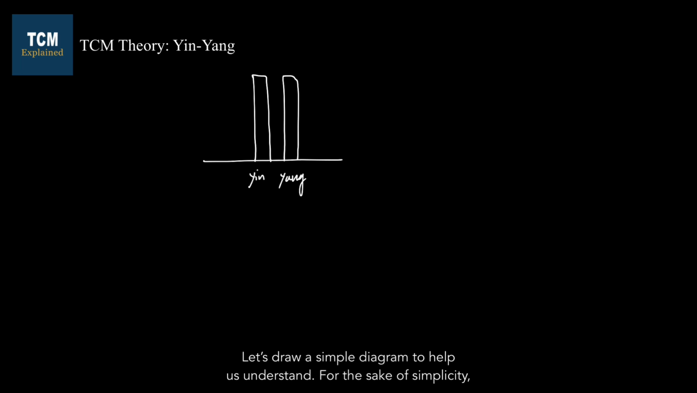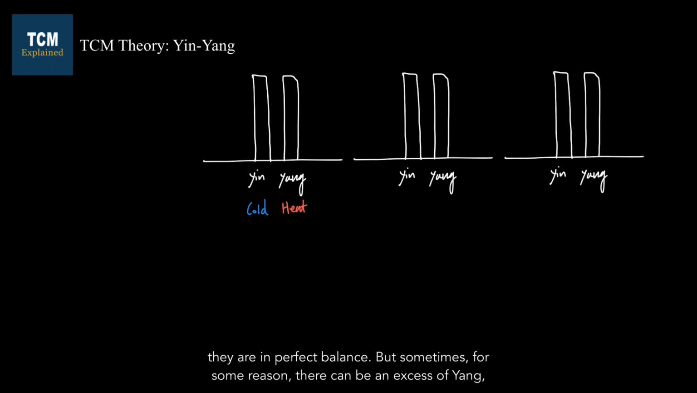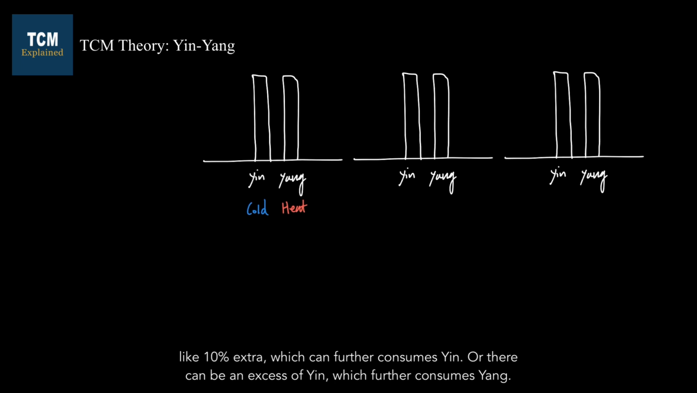For the sake of simplicity, let's say yin is cold and yang is heat. And let's assume there's a 50% of yin and 50% of yang in our body. They are in perfect balance. But sometimes, for some reason, there can be an excess of yang, like 10% extra, which can further consume yin. Or there can be an excess of yin, which further consumes yang.